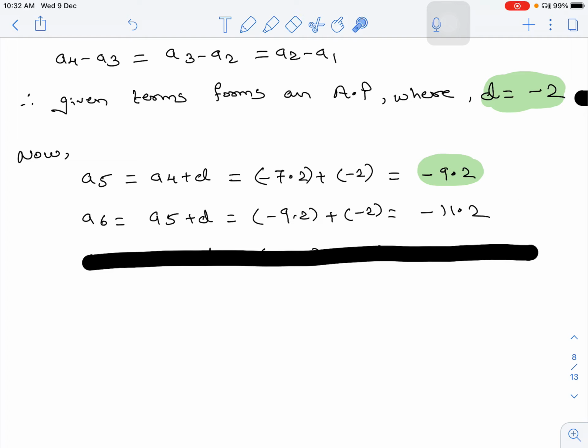Then now we want to find A6. So A6 will be equal to A5 plus D. Now what is A5? It is minus 9.2. So we get minus 9.2 plus minus 2. Same signs are there, so we will add the numbers. So in the next step we get minus 11.2.